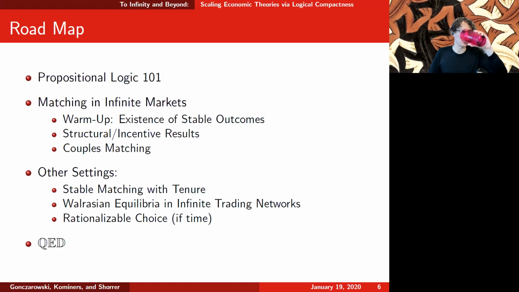Then we'll briefly skim over the other three settings we cover in the paper. So one of the cool things about this logical compactness machinery is you can use it independently across lots of different settings. So we'll show you how to use it in the context of stable matching with a time horizon, like a simple dynamic stable matching model, and then how to get Walrasian equilibria in infinite trading networks. And finally, if there's time, I'll state an example of a theorem we can prove in this context, in choice theory, and then wrap up.